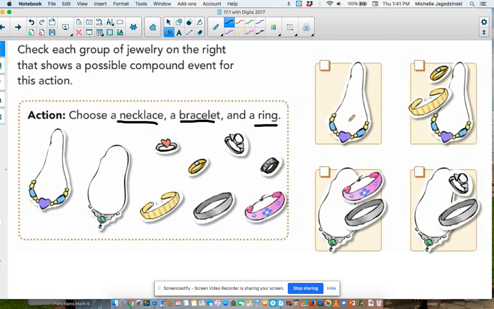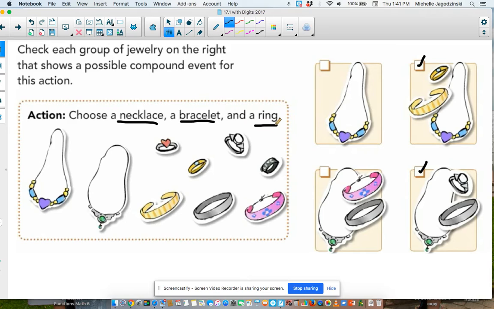So if I look here, nope, that's just a necklace. If I look here, I have a necklace, I have a bracelet, and I have a ring. So I can check that one. Here I have a necklace, and it looks like 2 bracelets, so I'm not going to check that one. And here I have a necklace, a bracelet, and a ring. So these 2 with my check marks match the action that was being asked: a necklace, a bracelet, and a ring.